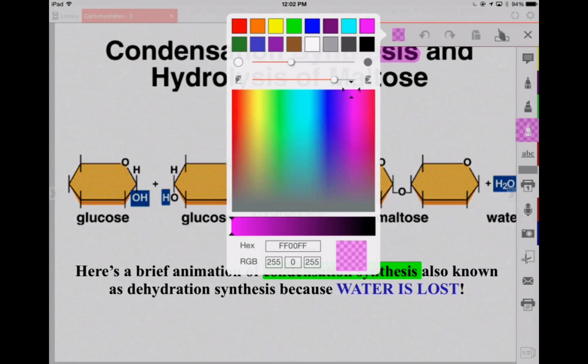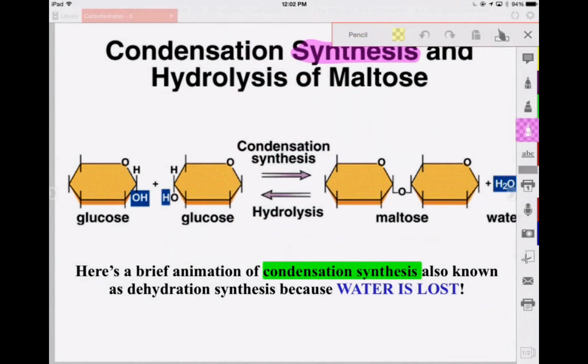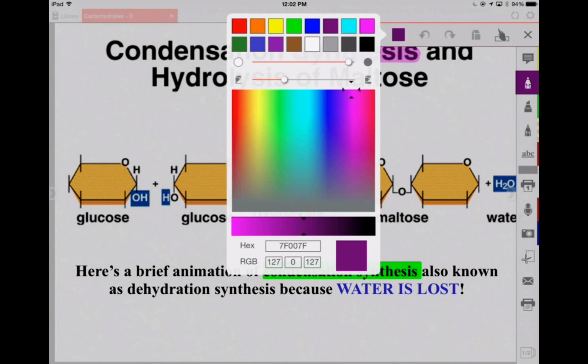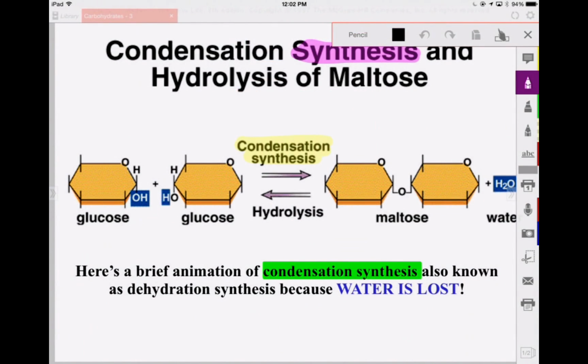Now, synthesis. Condensation synthesis. Now, condensation, like forming on your window, you think water. And synthesis is the buildup or creation with water. So, how does this work?